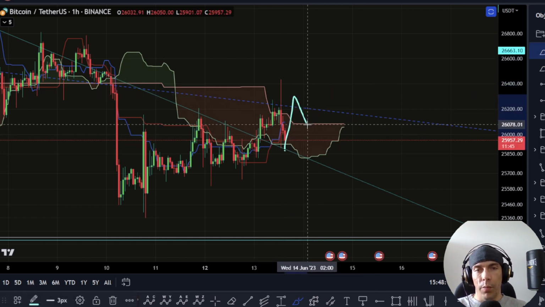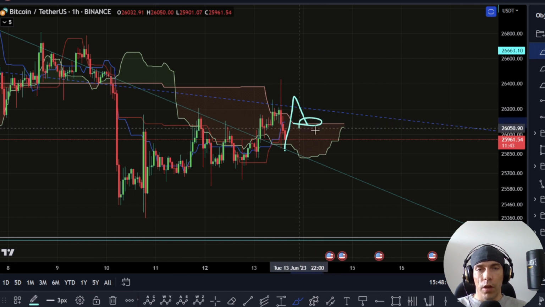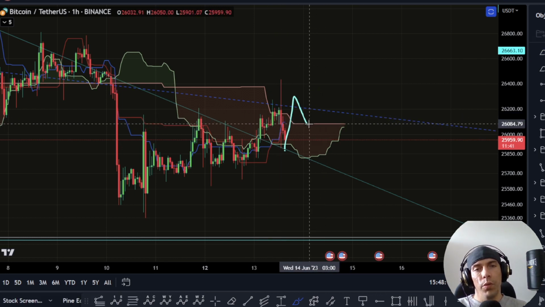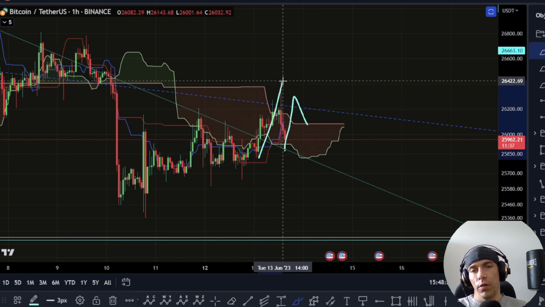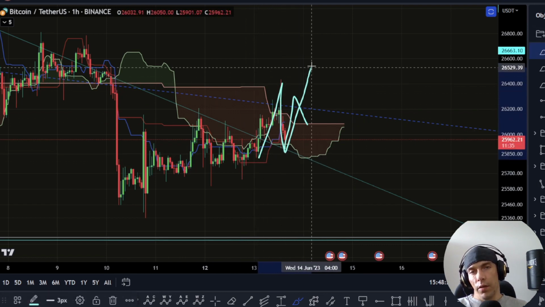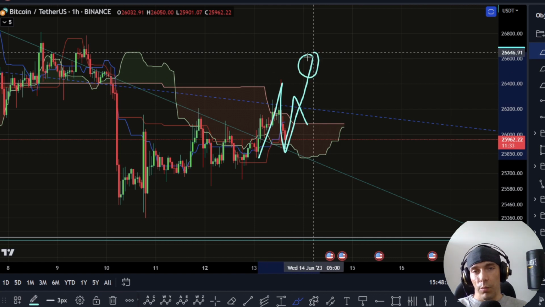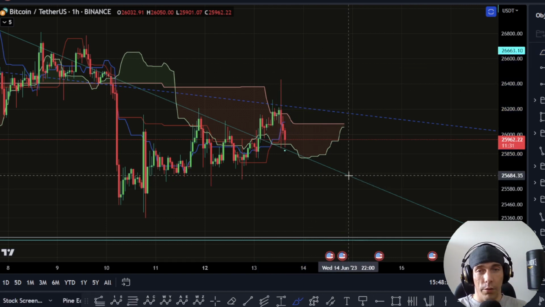If we do move back up here, I would be looking for that potential to actually back test this and find support before looking to move away from this area. So that would still tie into that idea of this being an A, this being a B, seeing a C wave to the upside, and then potentially looking for that breakdown afterwards.